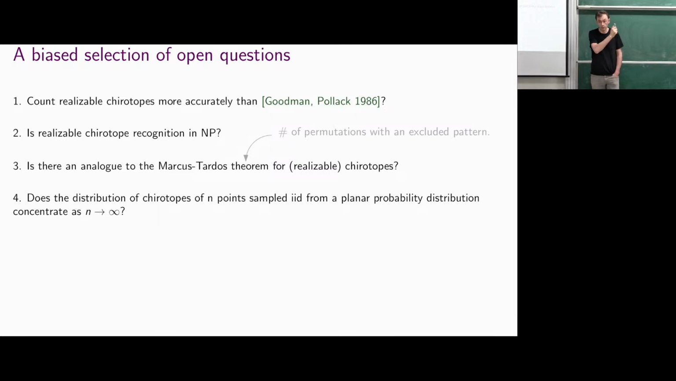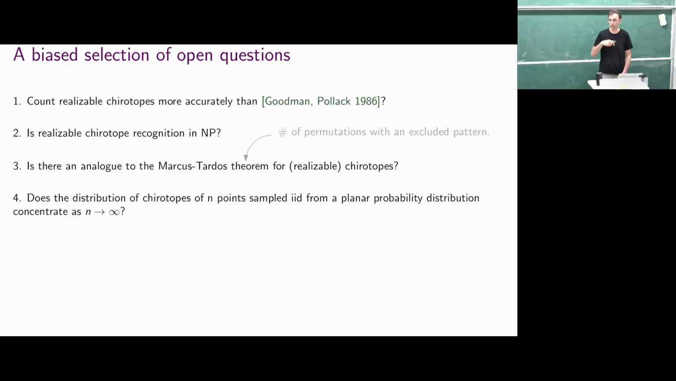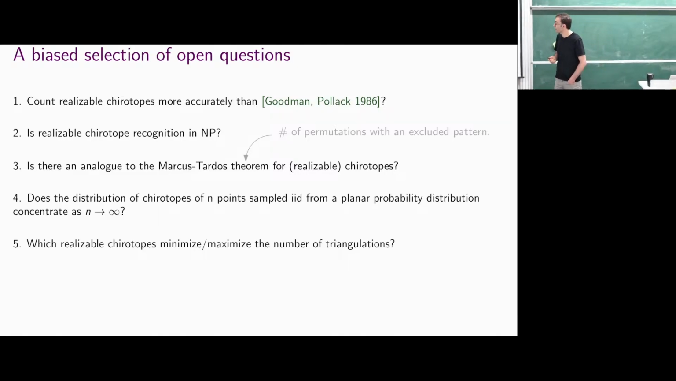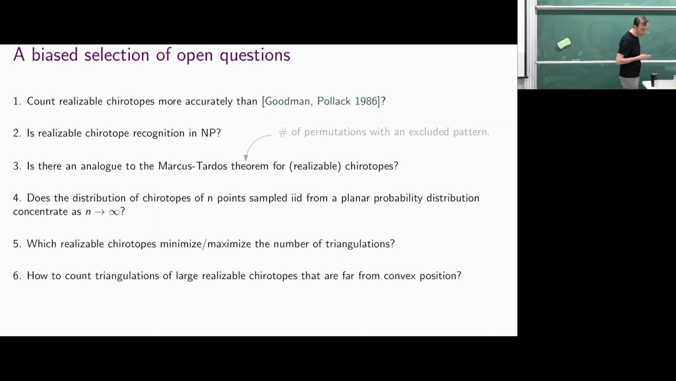If you pick a chirotope of size n uniformly at random, we know it has exactly 4 minus some small constant that we can compute extreme points on average. And so we could compare this statistic to random polygons. Of course, what are the maximizers, minimizers for the number of triangulations? How could we build a street light that is away from convex position?